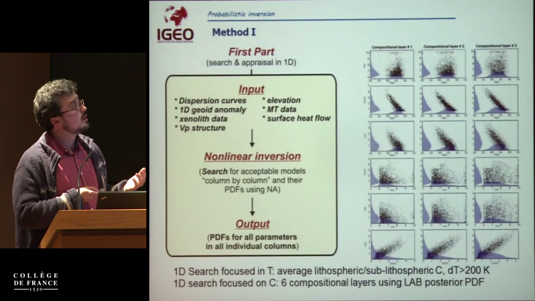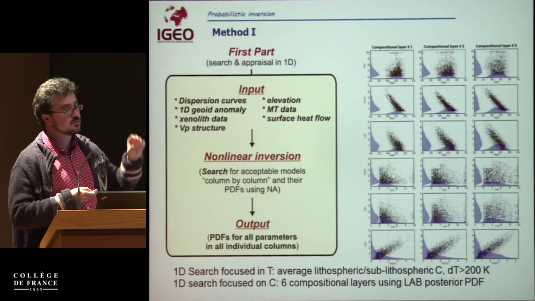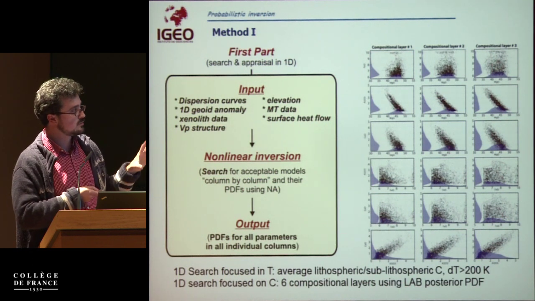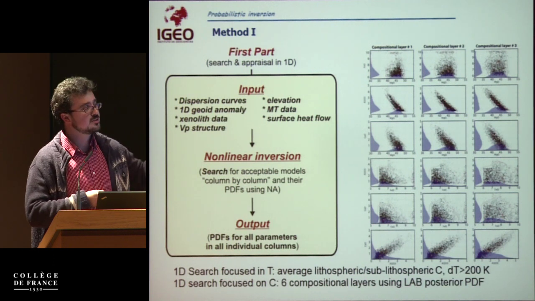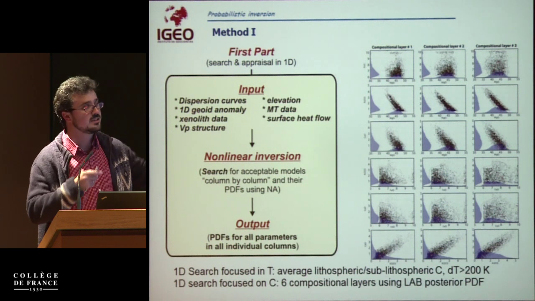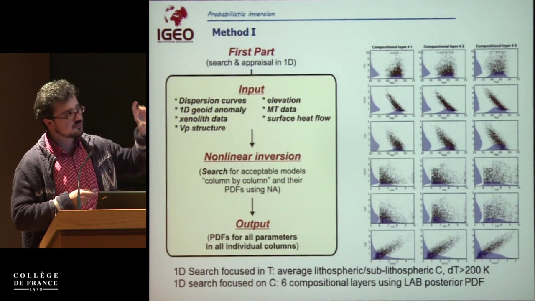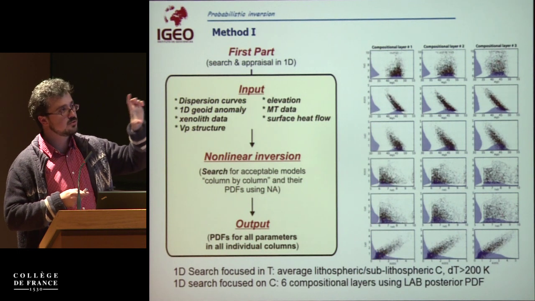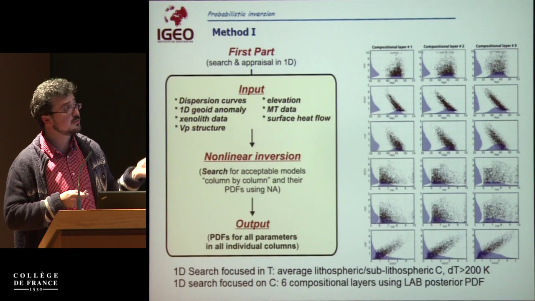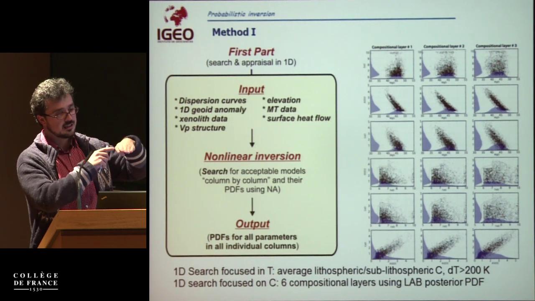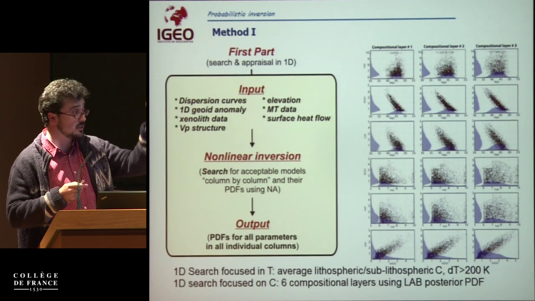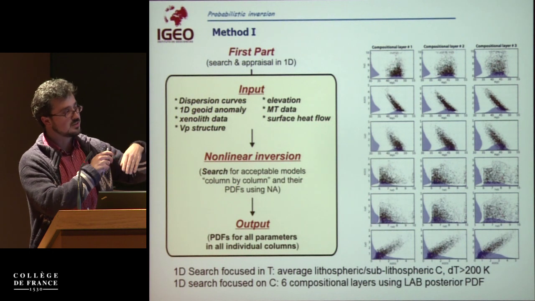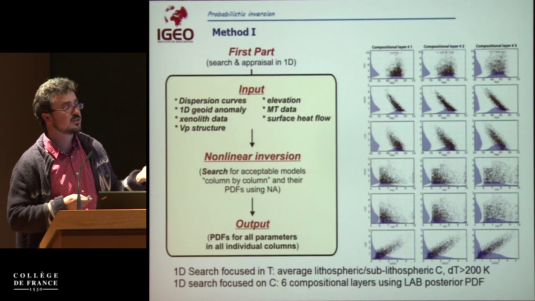In the case of the 1D inversion, we actually have 2 specific focuses. In the first part, we're just looking for the average temperature, the largest scale temperature distribution. For that we simplify the compositional space to just an average composition in the lithosphere and an average composition in the sublithospheric mantle. And then we invert for things like the LAB depth, which to a large extent controls the temperature, the geotherm, and also the departures from steady state, which we assume to be of more than 200 Kelvin.